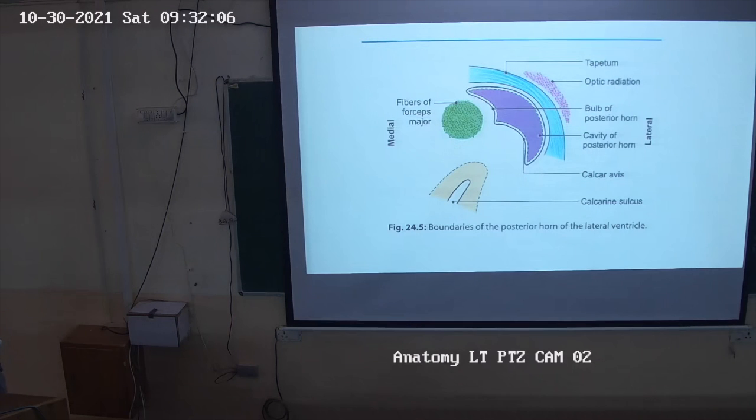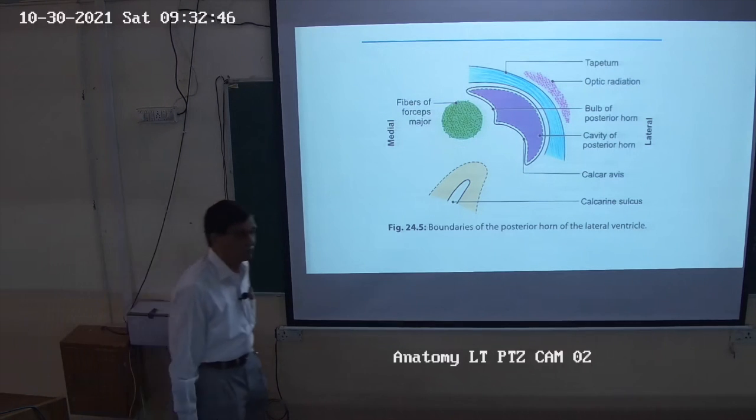Now next to this, look at the posterior horn. The posterior horn is the extension of the posterior part of the body of the lateral ventricle, passing into the occipital lobe. Its roof is formed by white fibers, and these white fibers are part of the forceps major.